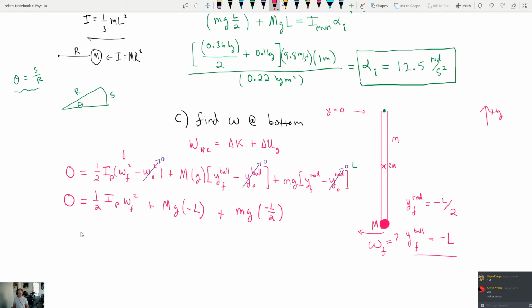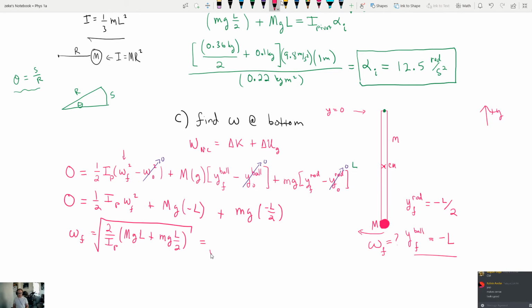Sorry, this equation got kind of sloppy. Solving this for omega final, we're going to have omega final equal to the square root of 2 over I pivot multiplied by MgL plus mgL over 2. Does that look right to you all? Basically add these two terms to the other side and then multiply by 2 over I to clear this, and then take the square root. Does that look right? Okay.